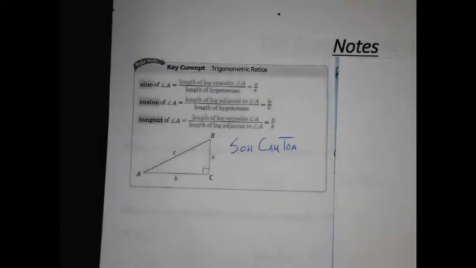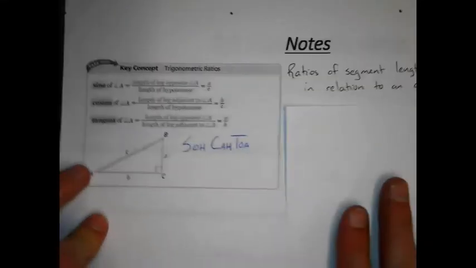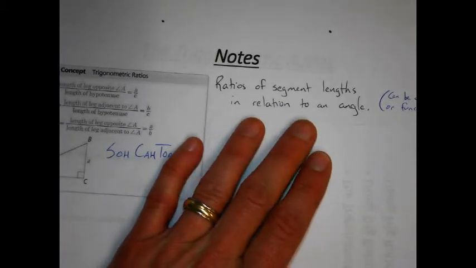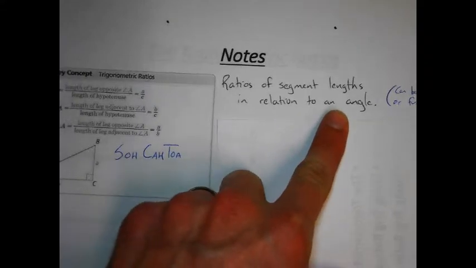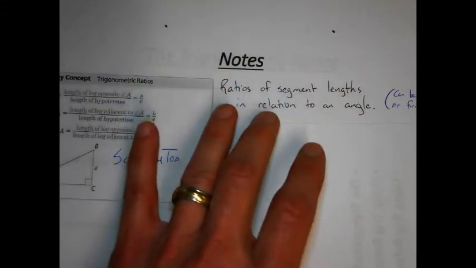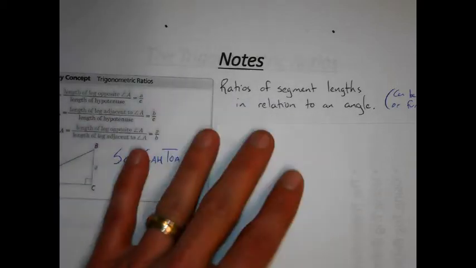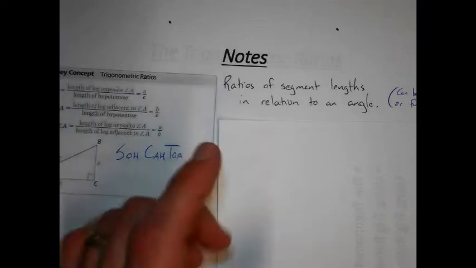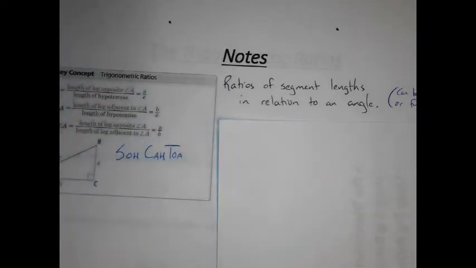So we have our trigonometric ratios. Now, there are 3 main ones that we'll deal with when it comes to right triangles. There are more than 3, but there are 3 trigonometric ratios. Now, what is a trigonometric ratio? A trigonometric ratio is a ratio of segment lengths in relation to a specific angle. So we have to be looking at a certain angle to use a trig ratio, and the ratio is the ratio of the segment lengths. It's a ratio of lengths in relation to an angle in a triangle.